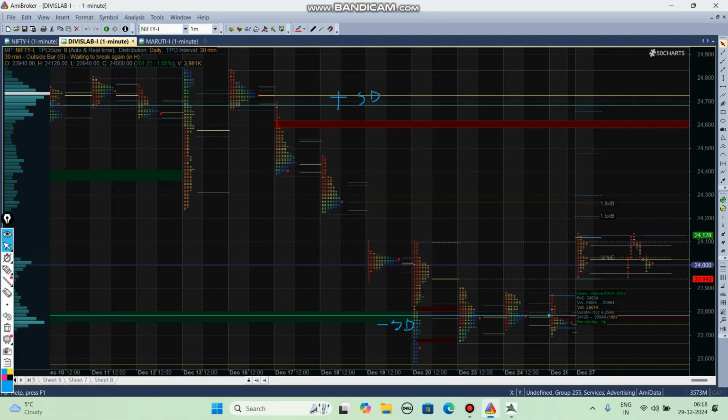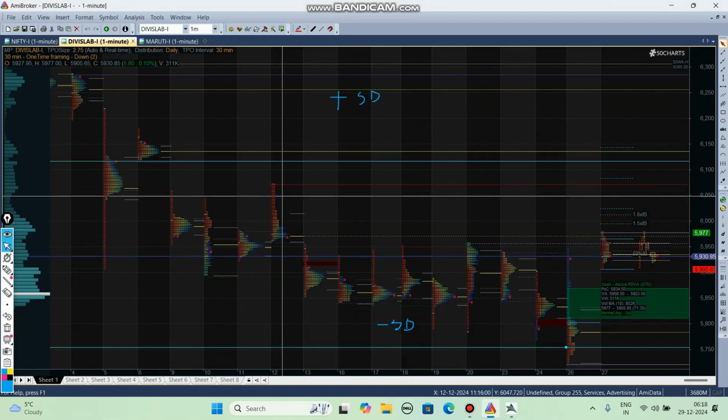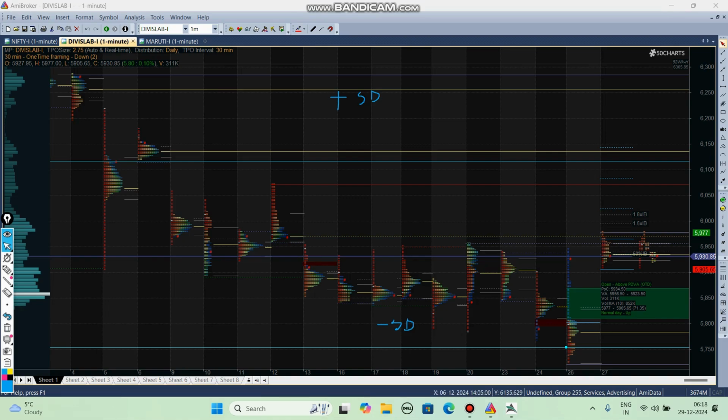Check the stock Divi's Lab. Exactly, the price travels from the plus one standard deviation level, tests here and reverses back. Why is this zone acting as a support? Because these are the minus one standard deviation levels. So the standard deviation levels are always very important.